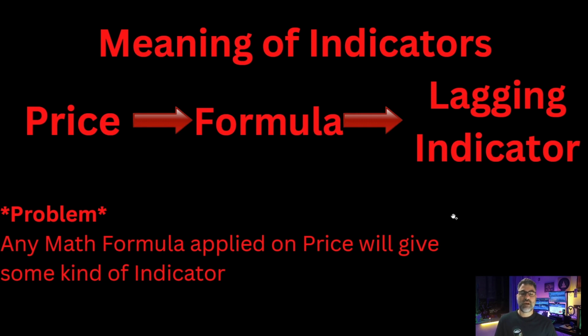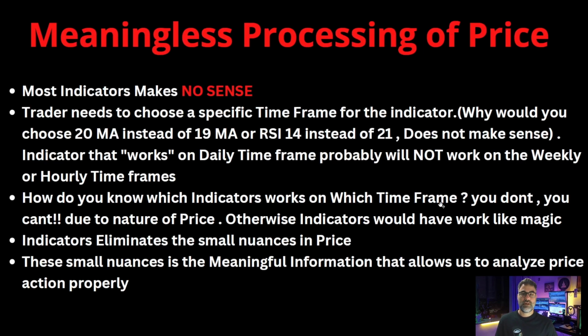Any math formula applied on price will give some kind of indicator. It's the meaningless processing of price. Most indicators make no sense. Traders need to choose a specific time frame for a specific indicator. Why would you choose the 20 MA instead of the 19 MA? Or RSI 14 instead of RSI 21? Why use MACD instead of stochastics?